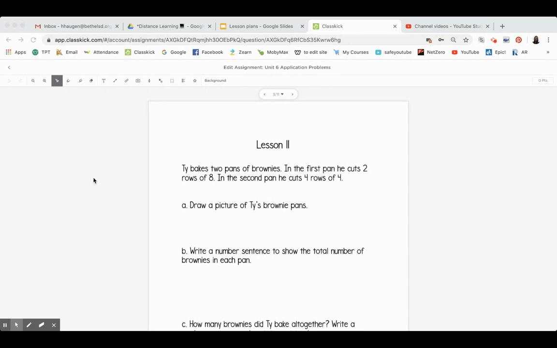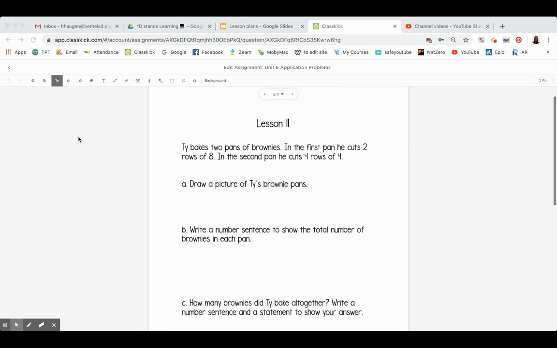The story says, Ty bakes 2 pans of brownies. In the first pan, he cuts 2 rows of 8. In the second pan, he cuts 4 rows of 4. So the first part says, draw a picture of Ty's brownie pans. Because we know he baked 2 pans, we're going to draw 2 different pans, okay?